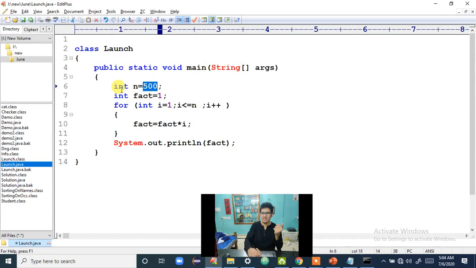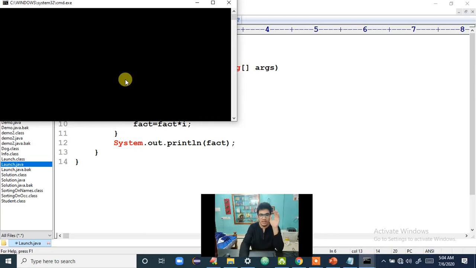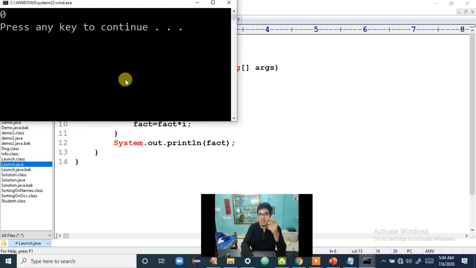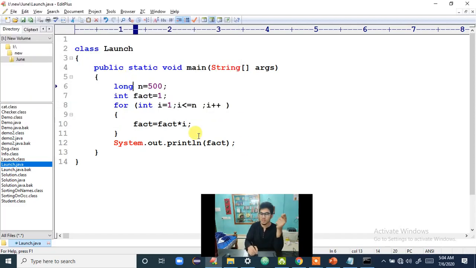Now you are thinking, hey, I will store in long because long is greater than integer. You try, okay? Tell me one thing. If you change it to long, still getting 0. Now what are you thinking? Sir, don't change that n value to long. Okay, you have to change the fact value to long.